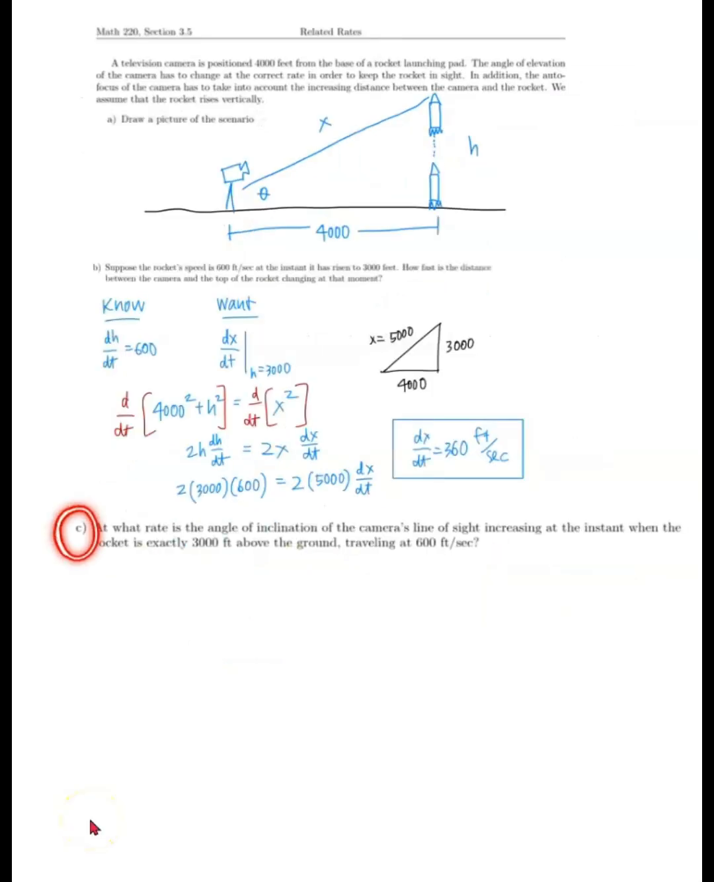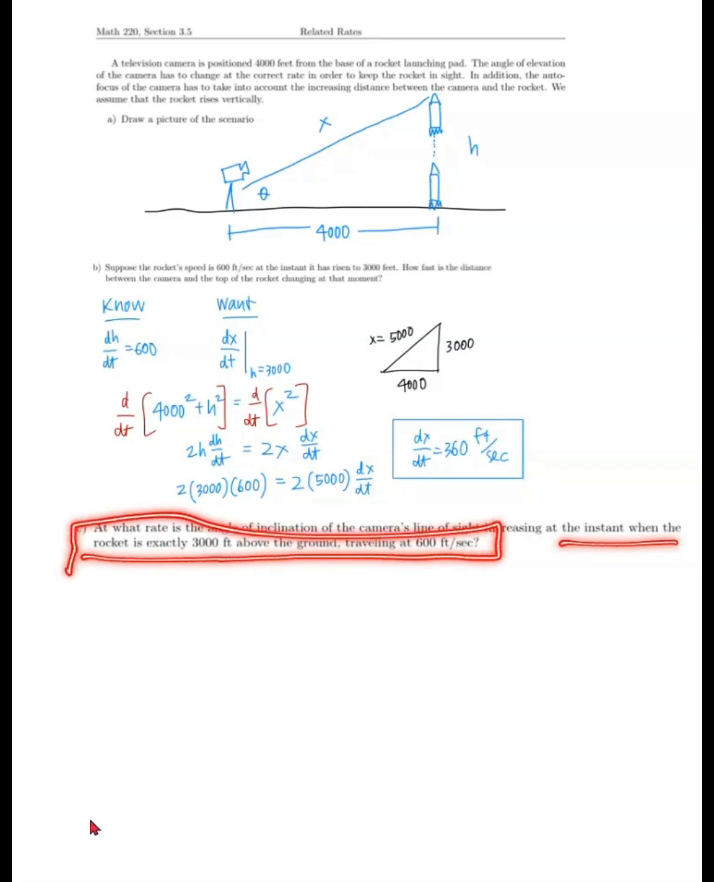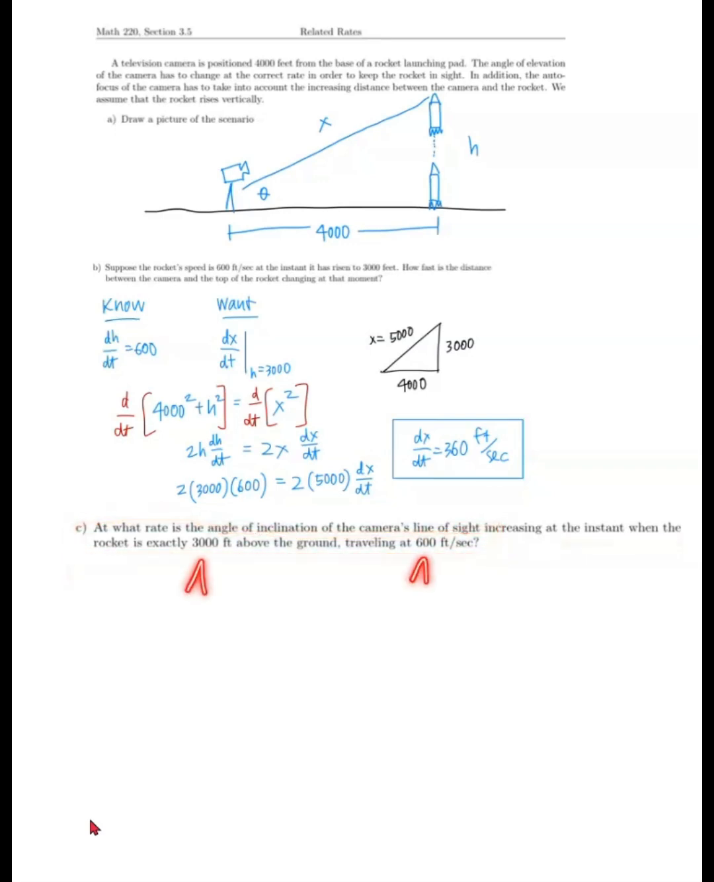And the other question that we get asked in this scenario is, at what rate is the angle of inclination of the camera's line of sight increasing at the instant when the rocket is exactly 3,000 feet above the ground, traveling at 600 feet per second? So this data, the 3,000 and the 600, is the same as what it was in part B. But now we're not interested in dx/dt, we're interested in dθ/dt.